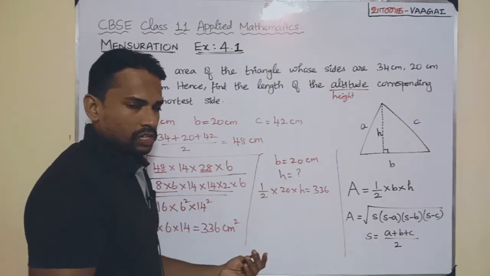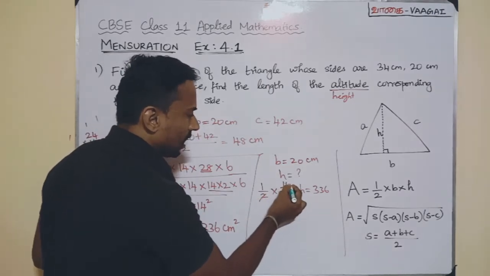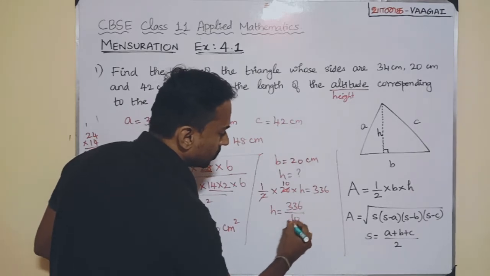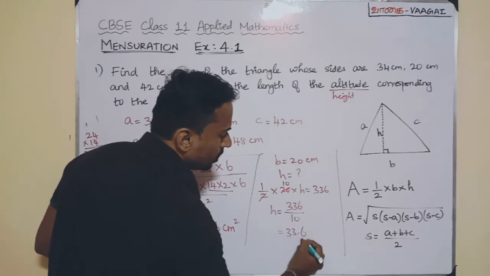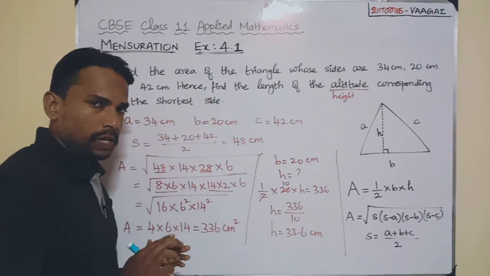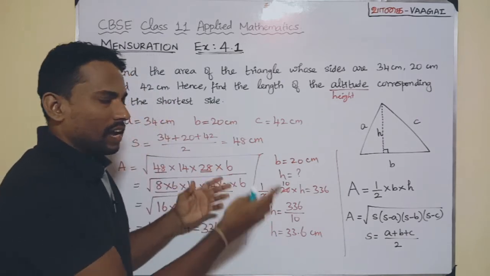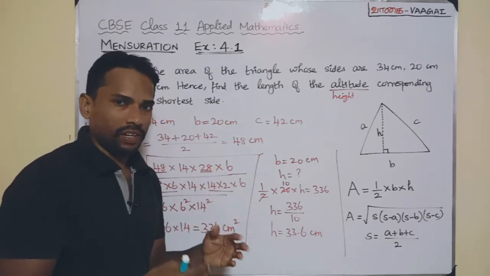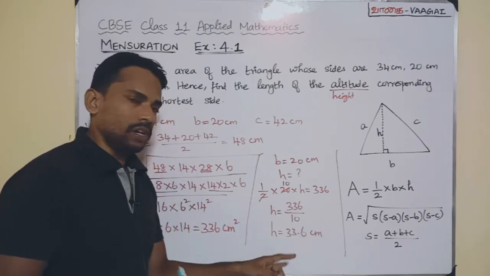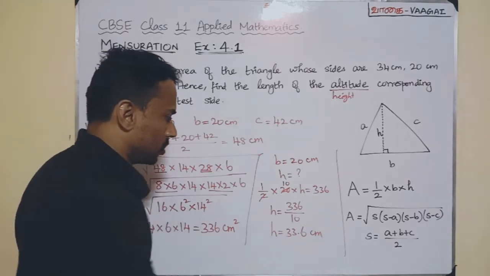If I solve this, I can easily find the value of height, is it or not? Now we can easily solve this: 2 and this 20, exactly 10 times. So I'll be having h is equal to 336 by 10, which is exactly 33.6 centimeter, because we are finding height. So height will be in simply units alone. We should not put square here, because we are not finding area. We are finding the height, it's like a side length. So it's a single dimension quantity. So height is 33.6 centimeters. So this is going to be the height.